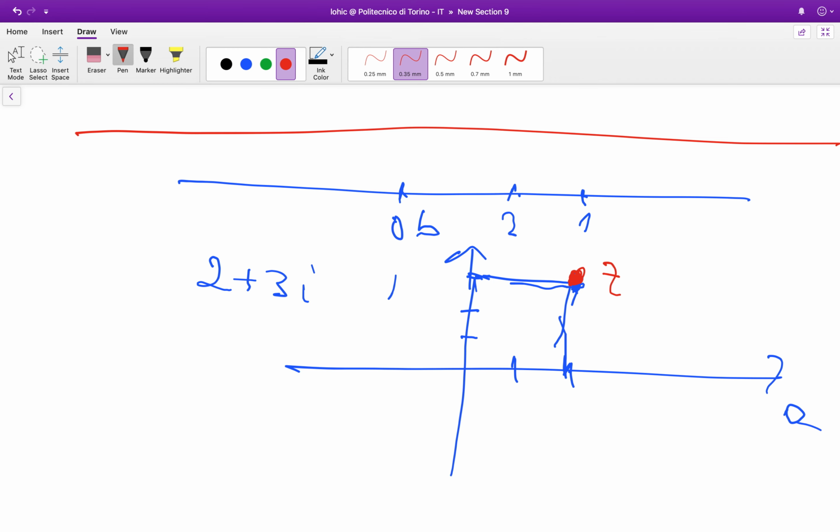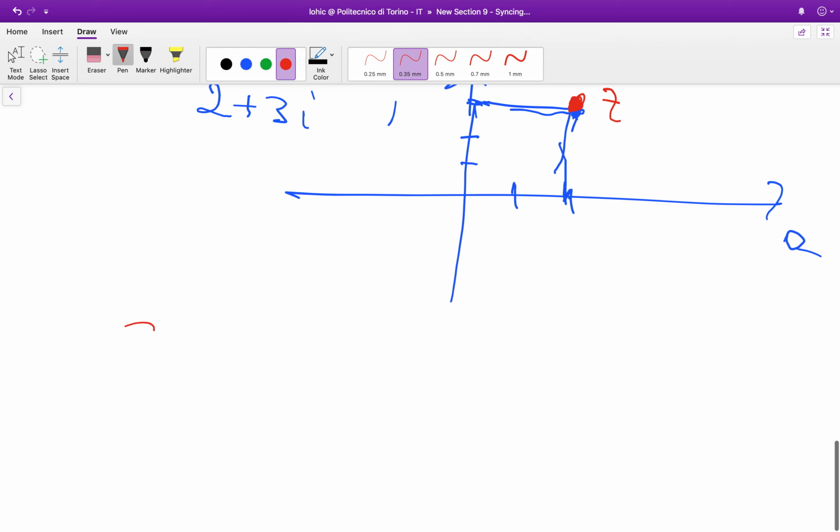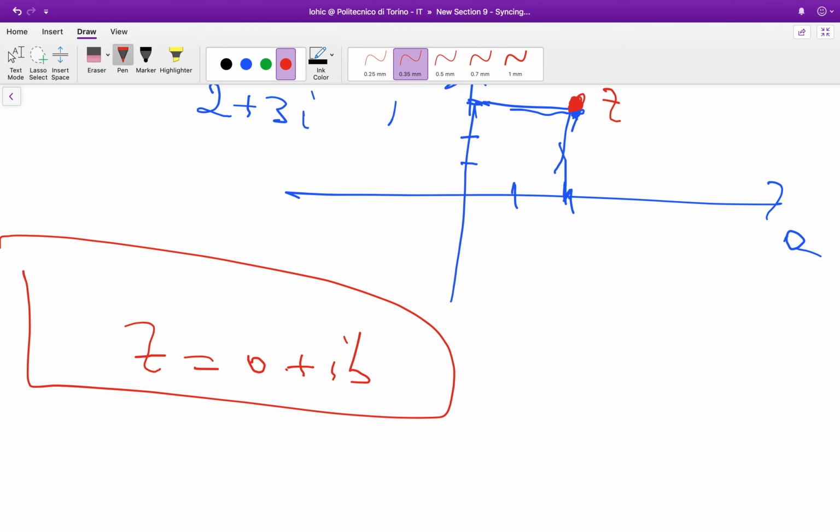So we saw that the representation z equal to a plus ib is called the algebraic representation.